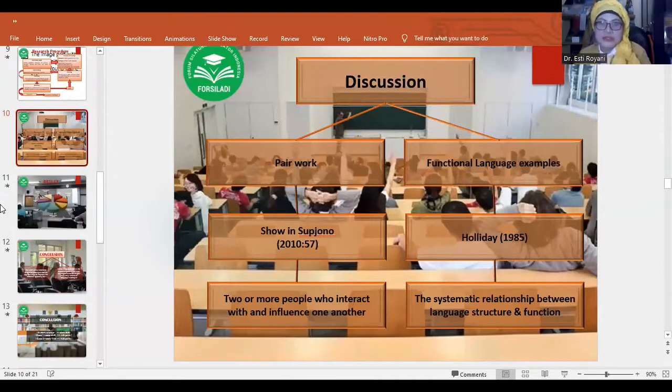For this discussion, we should know what the meaning of power is. I will show it in a slide because there are so many researchers who give a meaning of power, but I think this is one suitable for us. Two or more people who interact with and influence one another, we can say that is power. And then what is the meaning of functional language example? I choose one from Halliday, 1985: the systematic relationship between language structure and function. So we talk about structure and function. Okay, next.